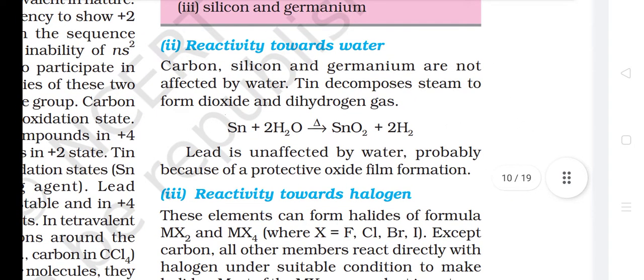Reactivity towards water. Carbon, silicon and germanium are not affected by water. Tin decomposes steam to form dioxide and dihydrogen gas. Lead is unaffected by water, probably because of a protective oxide film formation.